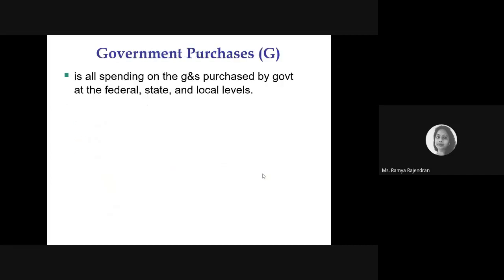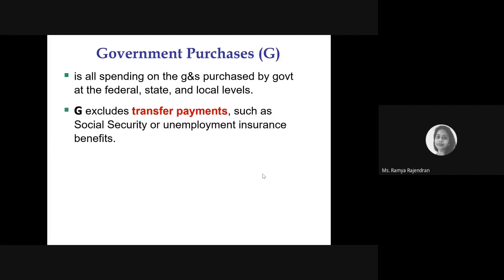Next one is government purchases. If a government is spending on any goods or services at all levels, from the corporation level to the federal level, that is government purchase. For example, if they buy raw materials to lay down a new road, that becomes a government purchase. But this completely excludes transfer payments.